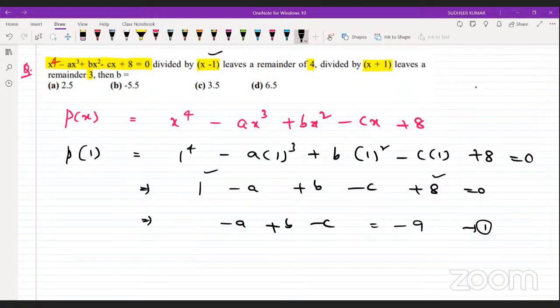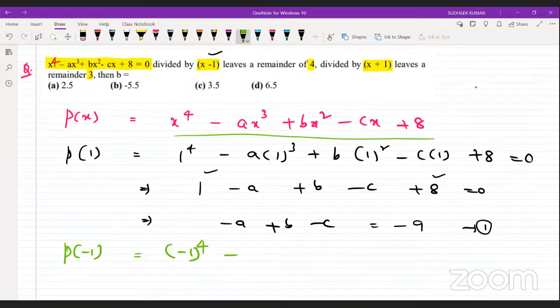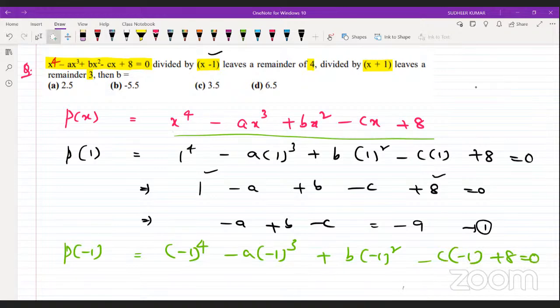So another condition is also given. It is divided by x plus 1. When it is divided by x plus 1, we can take x as minus 1. So let us substitute it directly: minus 1 whole to the power of 4 minus a times minus 1 whole cube plus b times minus 1 whole square minus c times minus 1 plus 8 equal to 0.